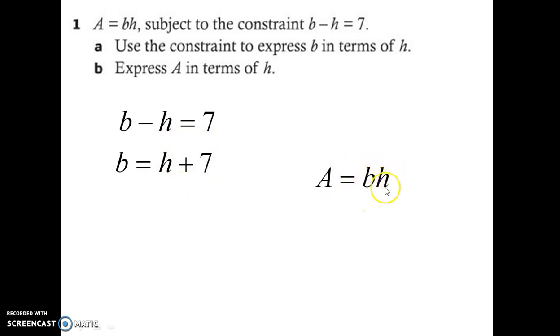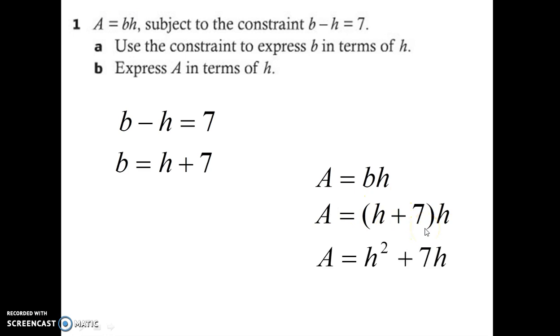So let's begin with this formula. We want this to be in terms of h. So let's get rid of this b by substituting this h plus 7, because that is b. So we've replaced this with h plus 7, and now we have A in terms of h. You can leave it like that or multiply one step further to get this.